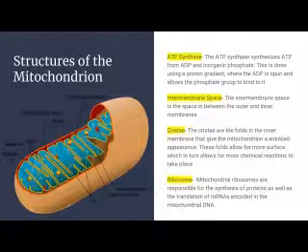The intermembrane space is a space in between the outer and inner membranes. The crista are the folds in the inner membrane that give the mitochondrion a wrinkled appearance. These folds allow for more surface area, which in turn allows for more chemical reactions to take place.